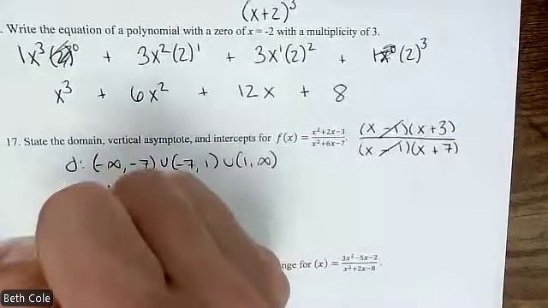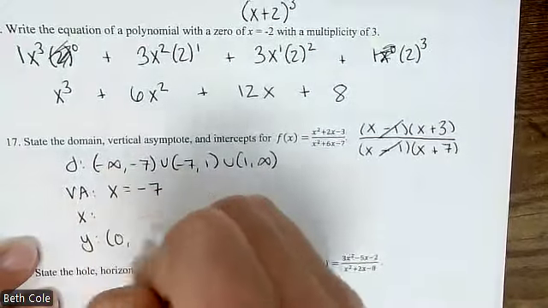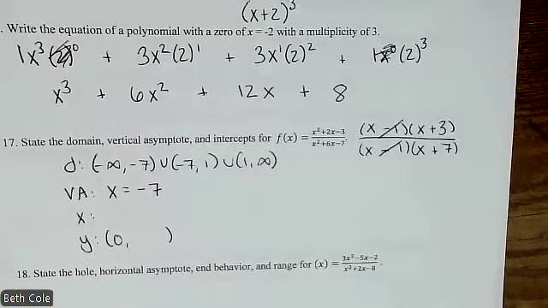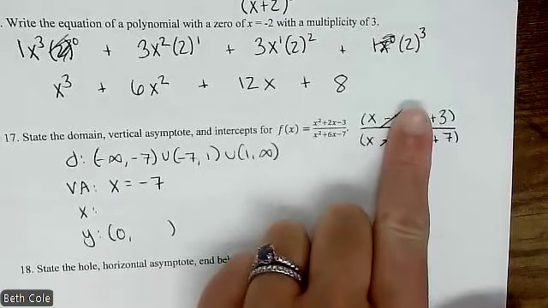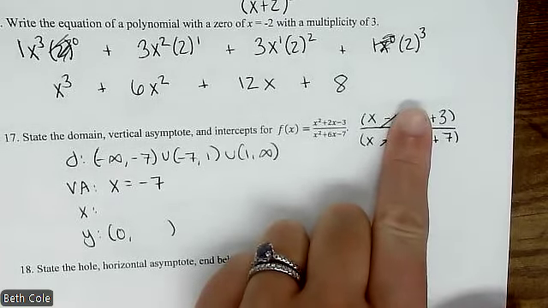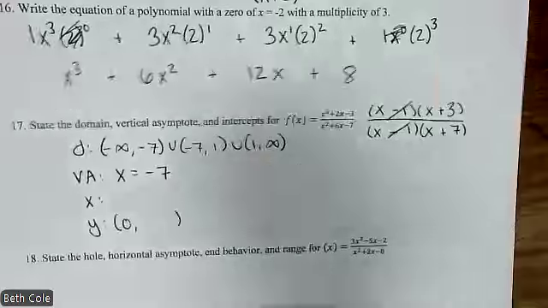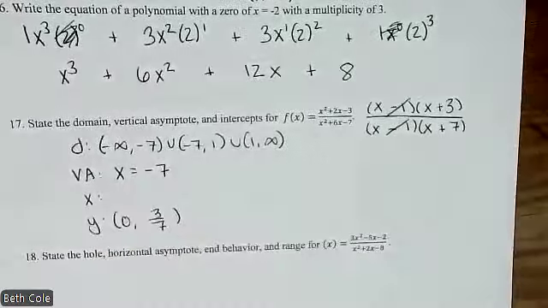And then your x and y intercepts. I always do y-intercept first because I just think it's easier. You just plug in 0. Essentially, you can just cover up the x's because if they're 0, they're gone. So what are you left with? Yeah, 3/7.